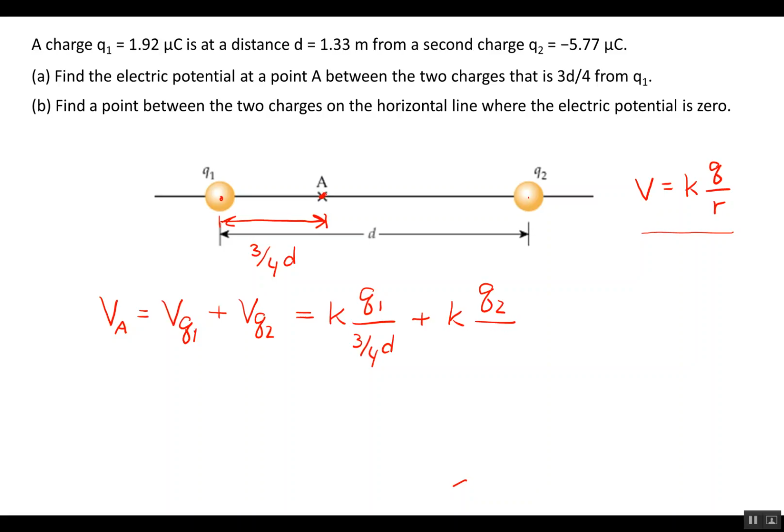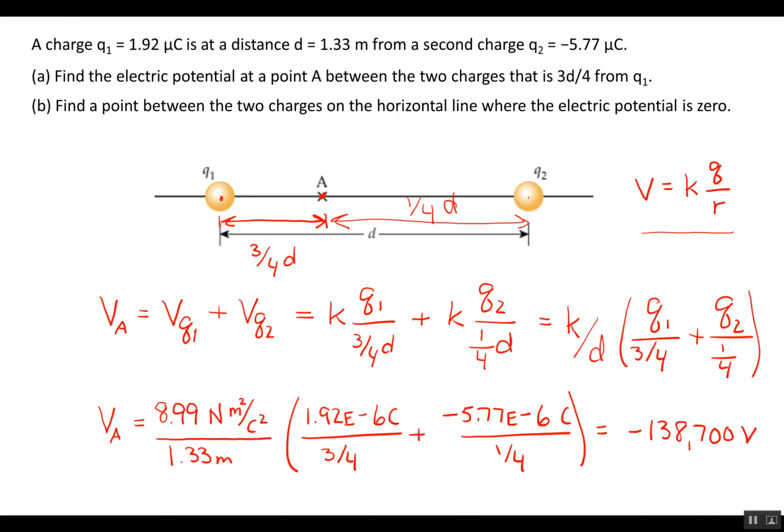Again, the picture is not to scale, but if the total distance is D and the distance from Q1 to A is 3/4 D, then the distance from Q2 to A is 1/4 D. Okay, so there's our setup. Now we just plug in the values given in the problem and solve for the total voltage at point A, VA.